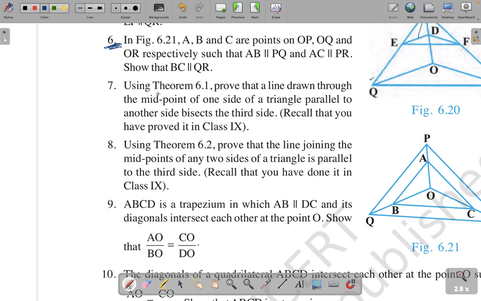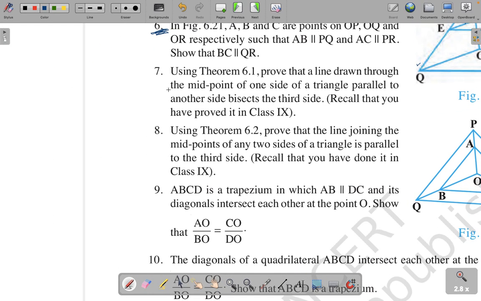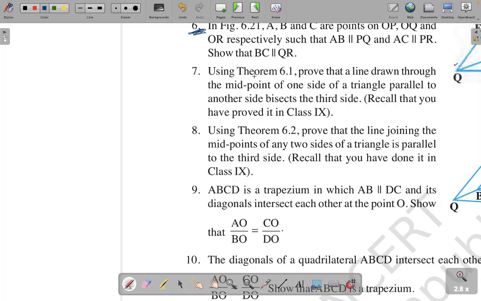Now using theorem 6.1. What is theorem 6.1? In exam you'll not be given using theorem 6.1. It will be given that using BPT or basic proportionality theorem. So when you are writing something, don't write just BPT, you write basic proportionality theorem.